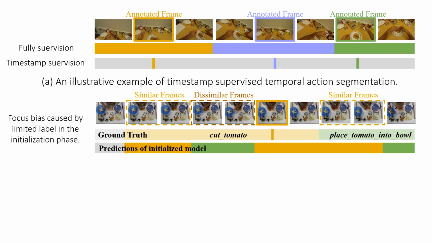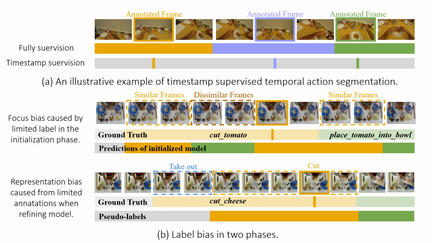Focus bias means that the model tends to focus on frames similar to the annotated frames. For example, in this figure, we can see that the model prefers to predict frames similar to the annotated timestamp, leading to incorrectly identifying dissimilar frames within the segment and similar frames outside of the segment.